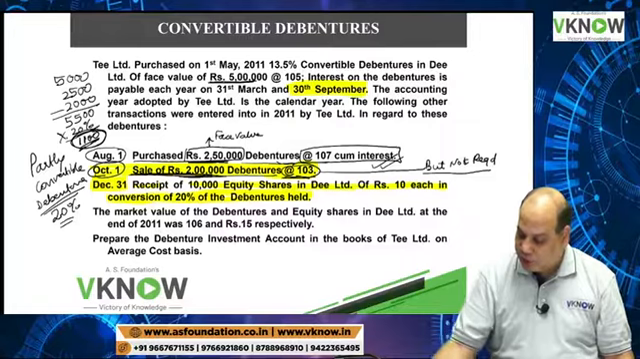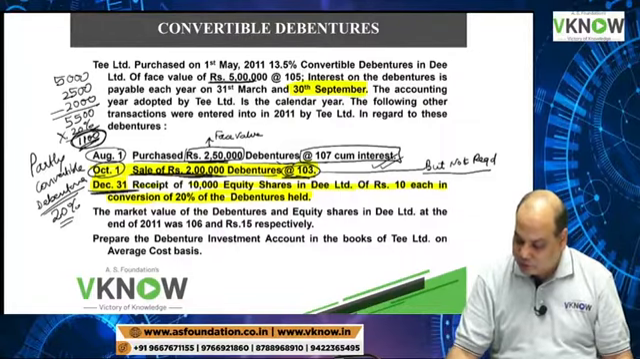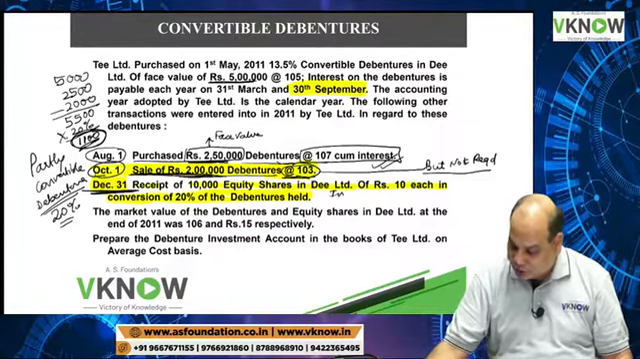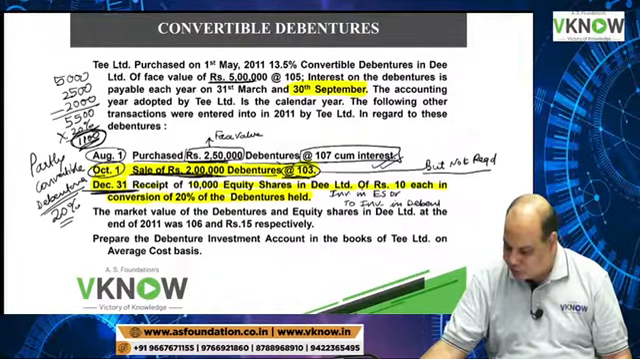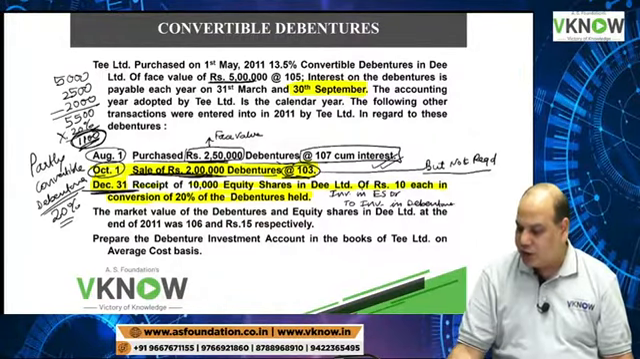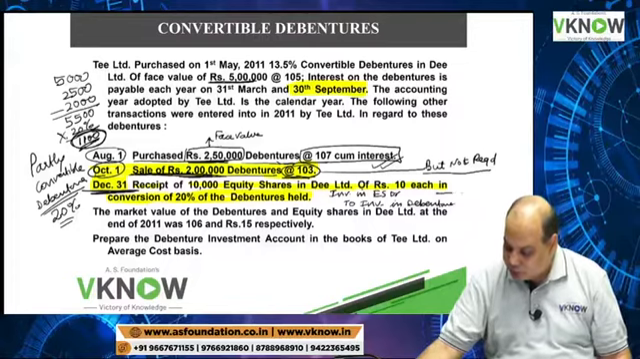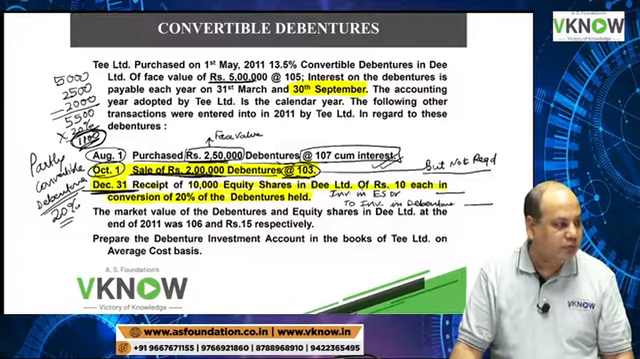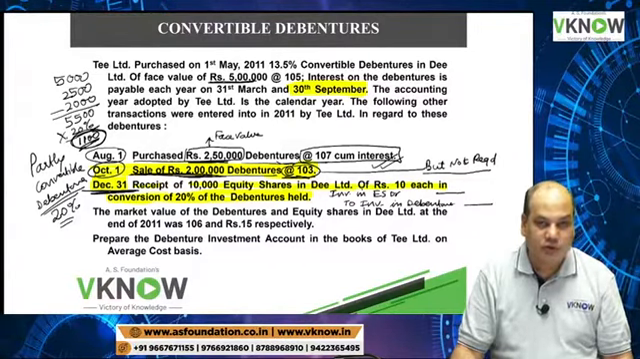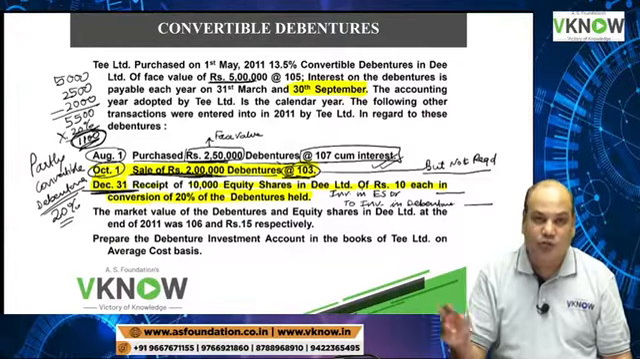So I will have to pass one entry here on 31st December. The entry will be like this: investment in equity share account debit, and credit investment in debenture. Don't write, I will ask you to write nicely. But you have to calculate the cost of 1,100 debentures. And that is the amount we need to calculate.